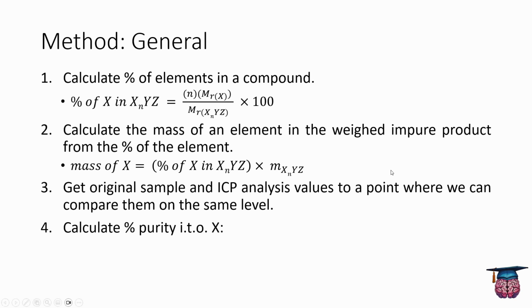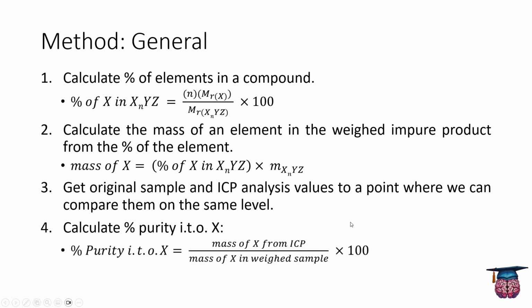After we have gotten them onto the same level for comparison, we can finally calculate our percentage purity in terms of X. So this is simply the percentage of purity in terms of X is equal to the mass of X from the ICP result divided by the mass of X in our weighed sample multiplied by 100.